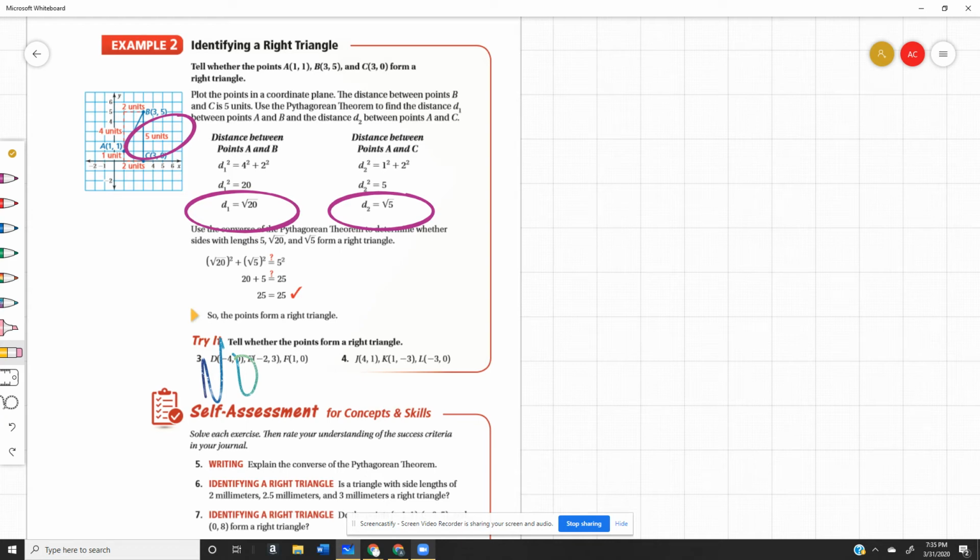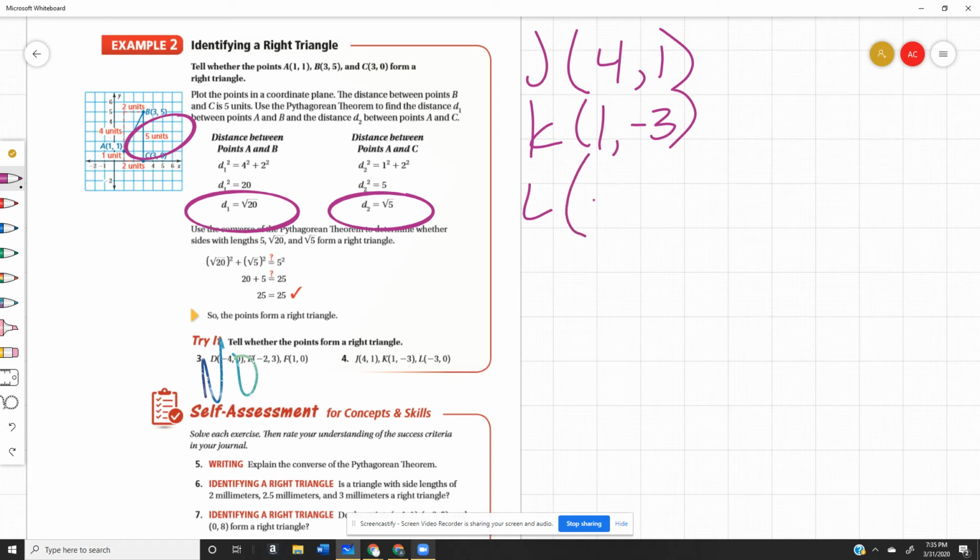Okay, let's look at Try it number 4. And I'm working through these with you guys because I know that these are a little bit harder to do. So we've got J, K, and L. If you think you got this, then you can go ahead and skip until you see me show the answer.